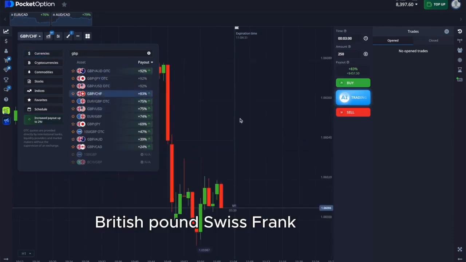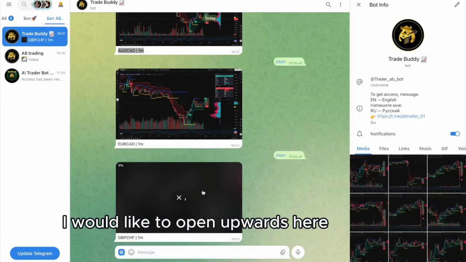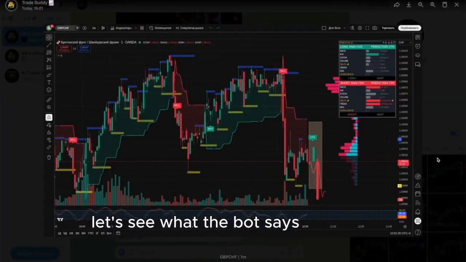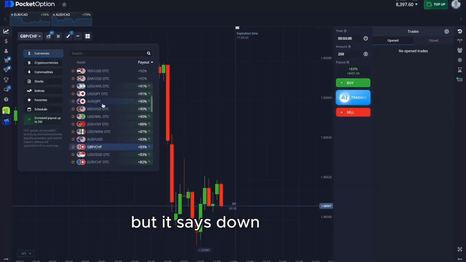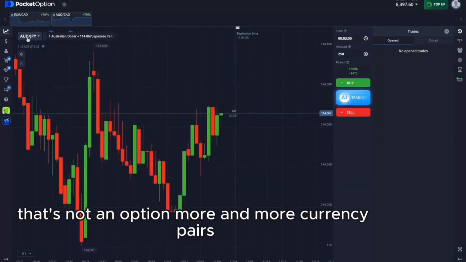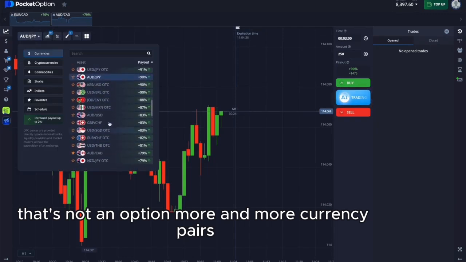British pound, Swiss franc. I would like to open upwards here. Let's see what the bot says. If the bot says down, no, then I won't enter. I won't do that anymore when I want to go up, but it says down. That's not an option.